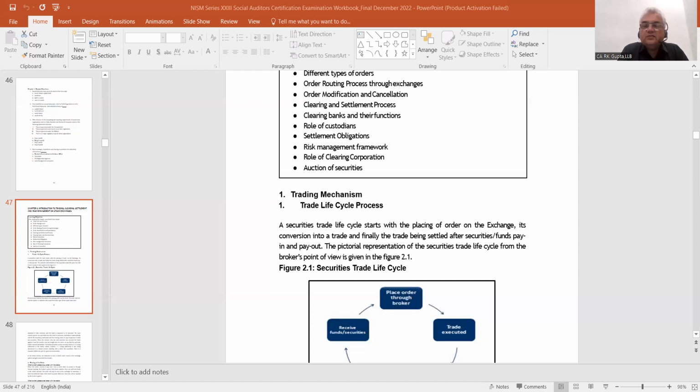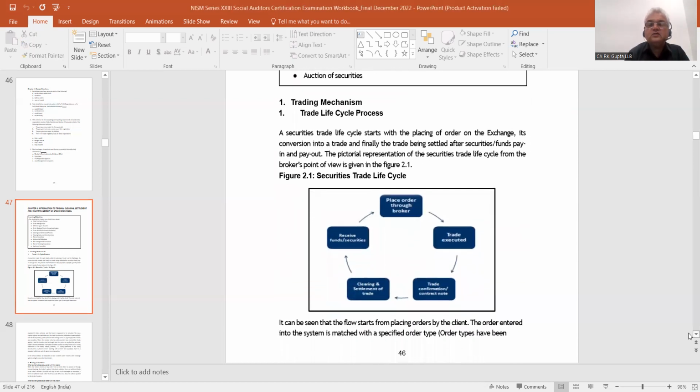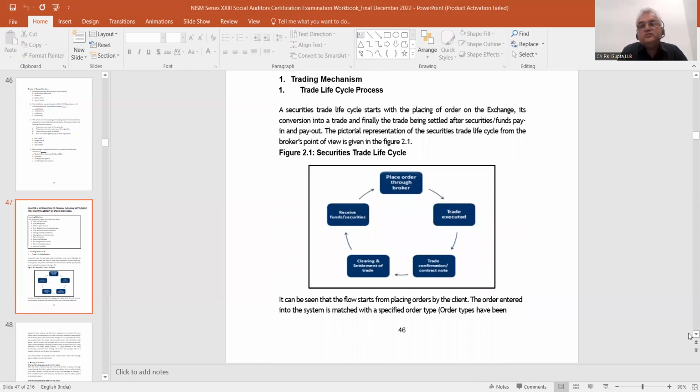The pictorial representation of the securities trade life cycle from the broker's point of view is given here. It is given from the broker's point of view because it is the broker who has to get it executed. First of all, you will place the order because the broker is the person with whom you are in direct touch. You are not directly in touch with the stock exchange. The stock exchange may not even be in your city. Even the broker may or may not be in your city. But because you are trading online, you have opened an account with that broker.